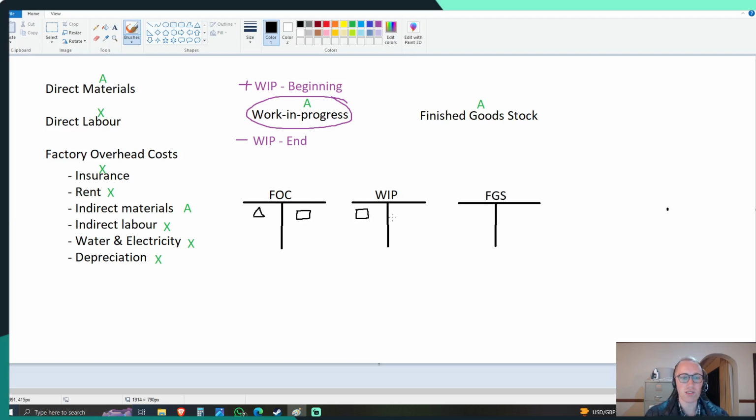Then, once we've looked at the work in progress for the year, plus the work in progress at the beginning that we started the year with, minus the work in progress that we ended the year with, now we will have some amount of work in progress that can go to the finished goods stock account. Do you see? There is stuff going in, stuff going out. Out of factory overhead costs into works in progress. Out of works in progress and into finished goods stock.